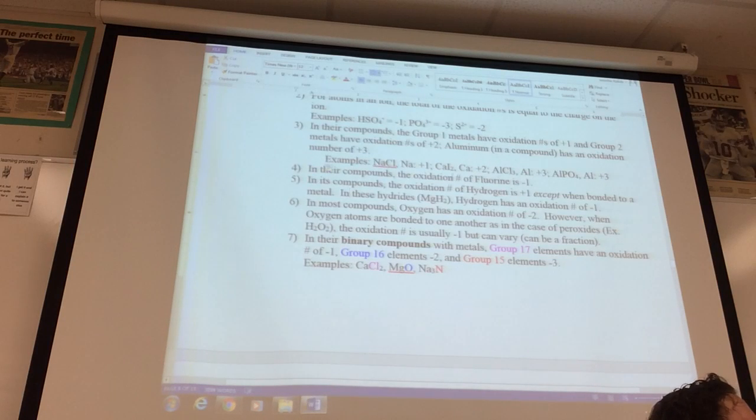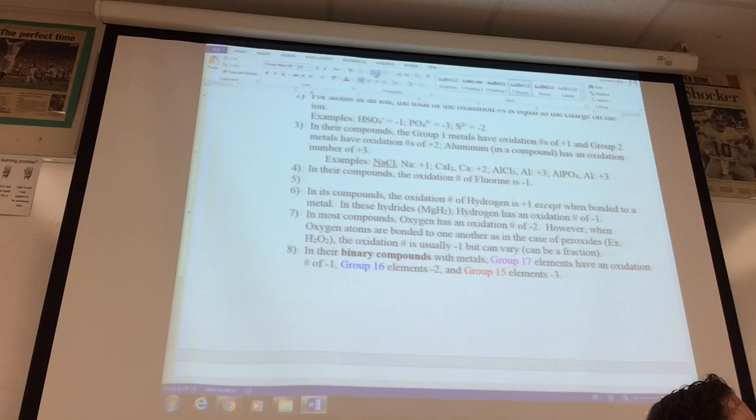In their compounds, the oxidation number of fluorine is -1. So for example, if you had sodium fluoride, you brushed your teeth this morning, right? I hope so. -1. What's another compound with fluoride?